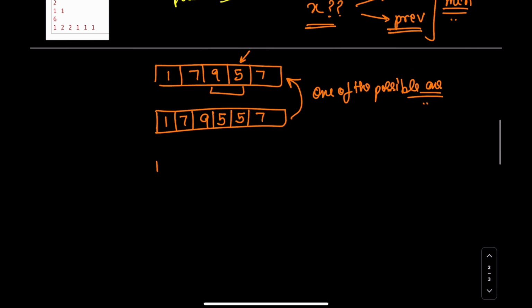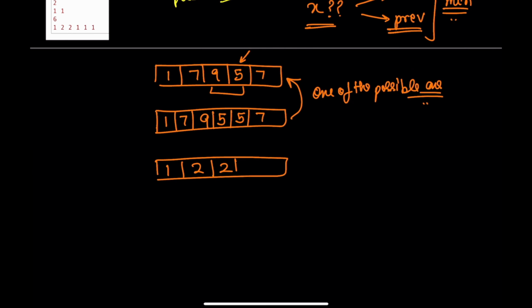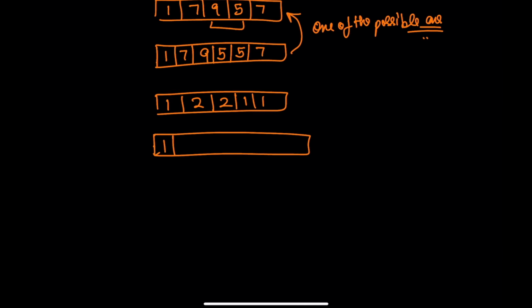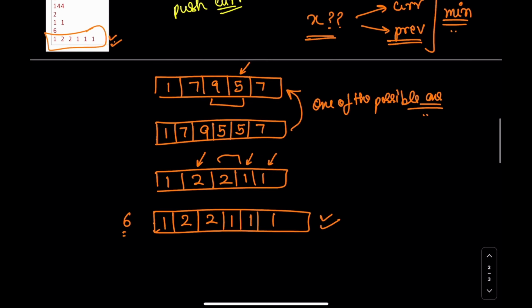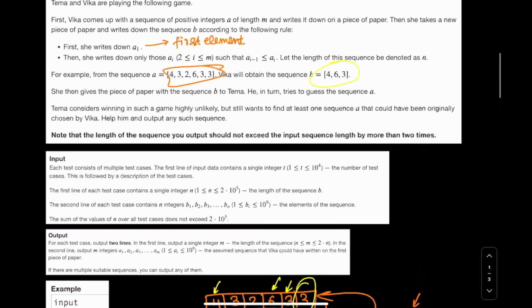Let's try the last test case now: 1, 2, 2, 1 and 1. So the first element would be pushed as it is. The second element is greater than or equal to the previous element. The third element is also greater than or equal to the previous element. Now this one is less than the previous element, so we'll again push the minimum of both of them, that is 1 and 1. This is greater than or equal to the previous element, so we'll just push 1. So this should be our answer, and this is also the answer that is given, and the size is 6. So we need to print the size of this and the array. I hope you get the approach.